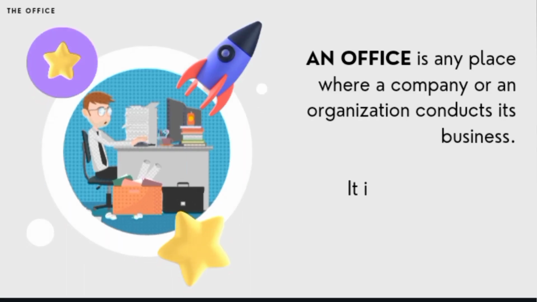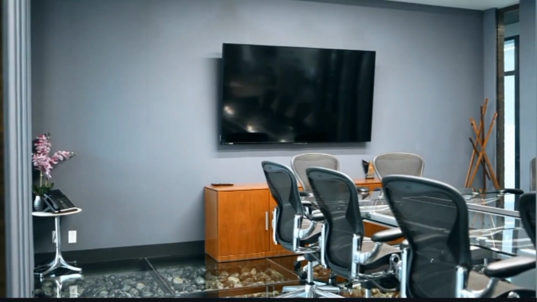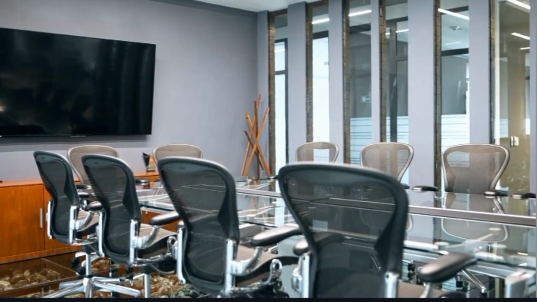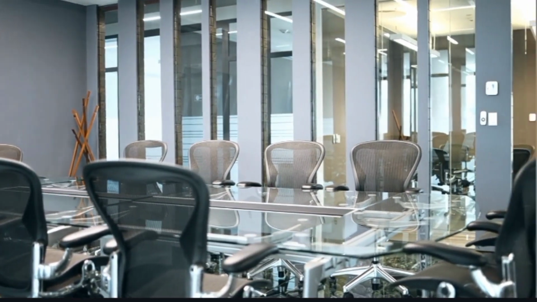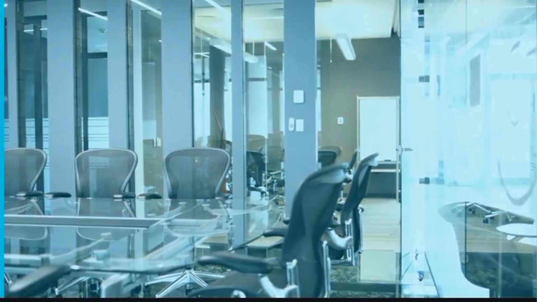An office is a room in an organization where people work. It is a place where the clerical or administrative activities of a business are carried out. The type of work that goes on in an office is sometimes used to describe the office and helps the organization to function properly and achieve its objectives.